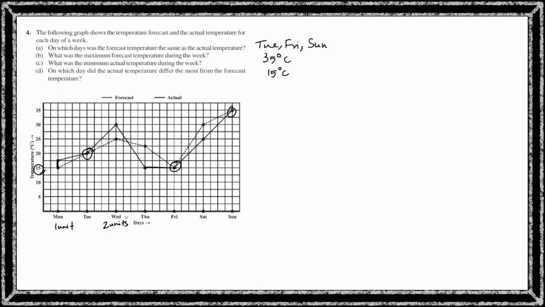And on Thursday there's a gap of 3 units, and on Friday there's no gap, on Saturday 2 units, and on Sunday there's no gap. So the maximum gap is on the day Thursday, right? So this was the day when the forecast varied very much compared to the actual temperature. So that is your fourth question.